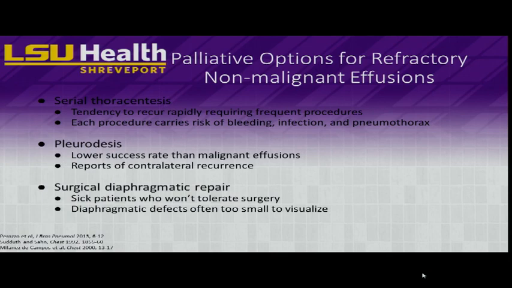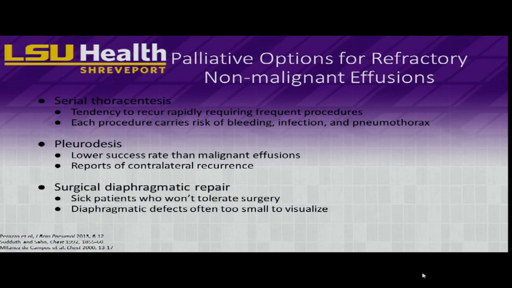So with serial thoracentesis, these effusions often will reaccumulate much more rapidly. I've had patients with hepatic hydrothorax where I was having to drain them every 2 to 4 days because of how rapidly they would recur. And each of these procedures really carries a risk of bleeding, infection, pneumothorax. Small for each particular procedure, but when you're doing multiple procedures over a period of a month, the risk adds up.